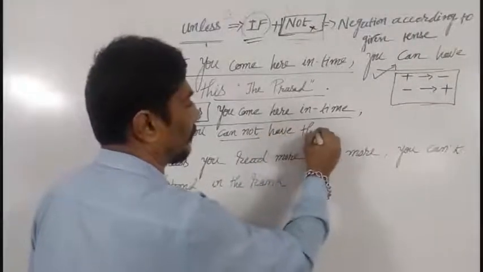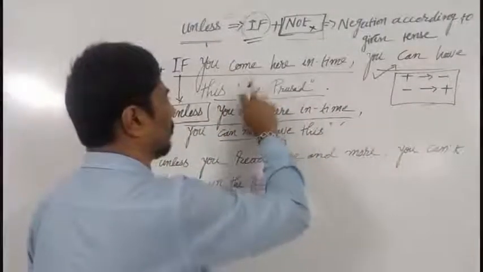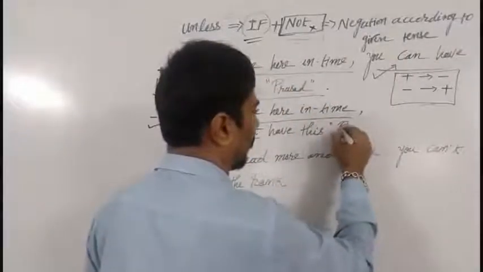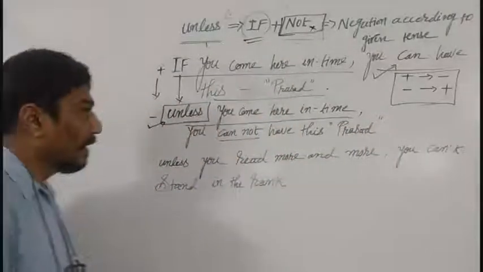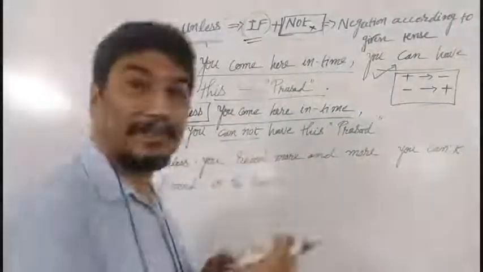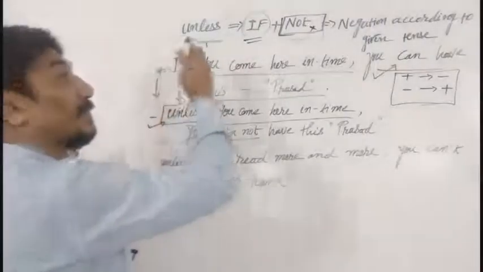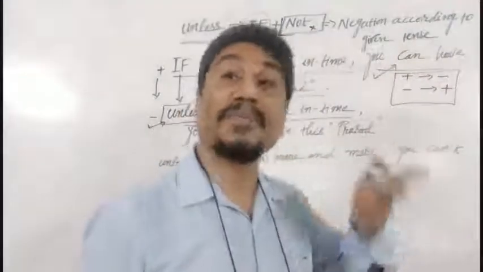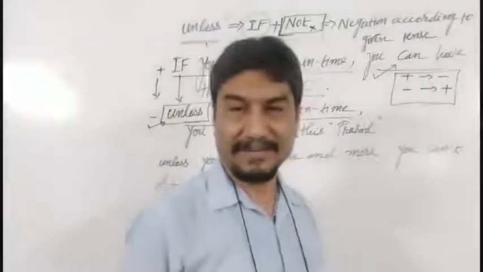If you cannot come here in time, you cannot have this pressure. Then you can replace it with unless. But here it is written if you come here in time, the given sense is positive. That sense you convert into negative, so this kind of change you will keep in your mind.